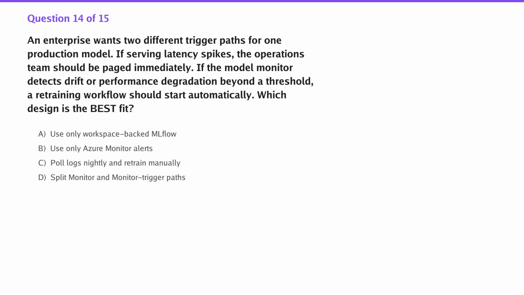An enterprise wants 2 different trigger paths for one production model. If serving latency spikes, the operations team should be paged immediately. If the model monitor detects drift or performance degradation beyond a threshold, a retraining workflow should start automatically. Which design is the best fit?